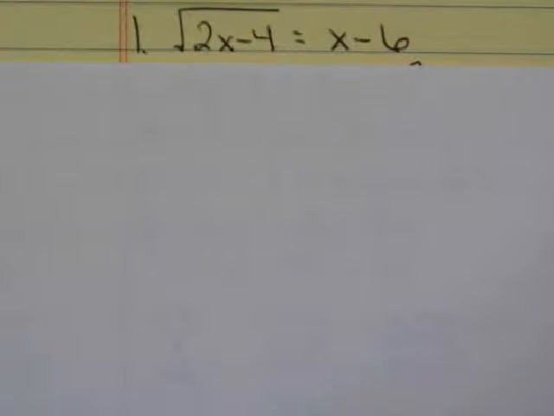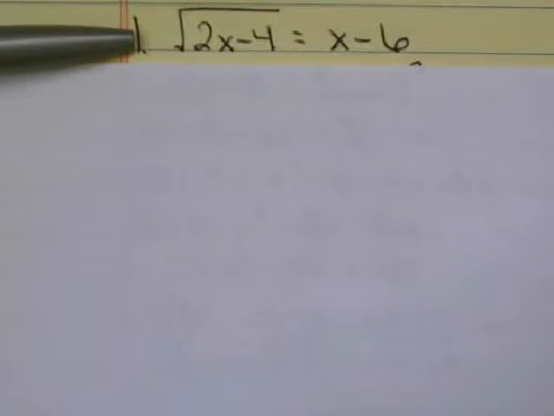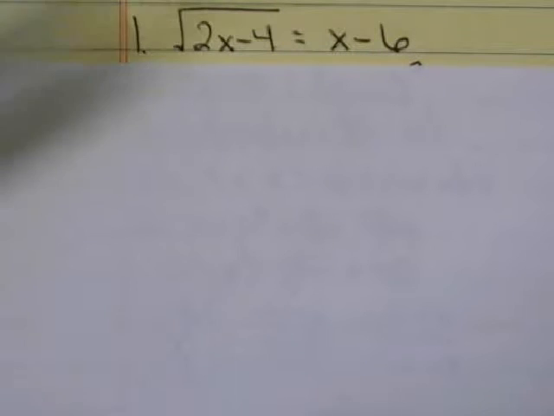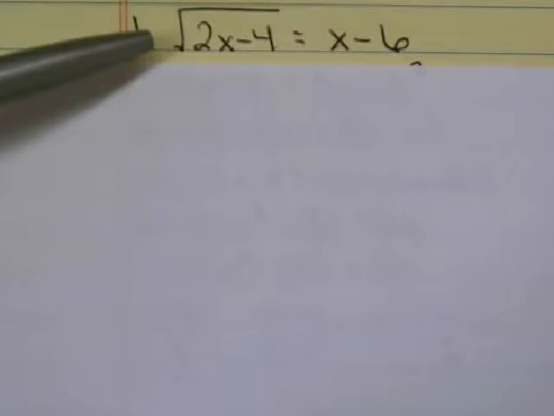Today we're going to talk about how to solve radical equations. So I have a radical equation here: square root of 2x minus 4 equals x minus 6. To get rid of this radical, we have to square both sides.